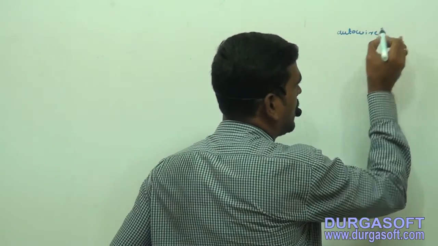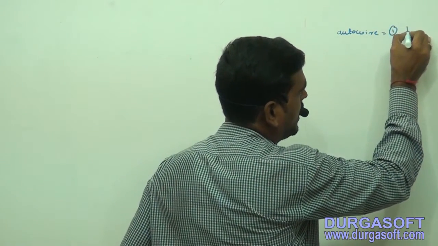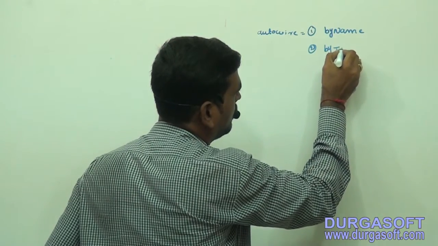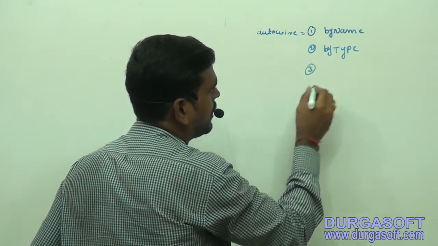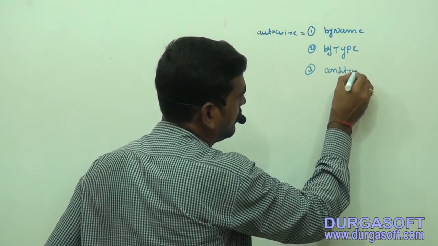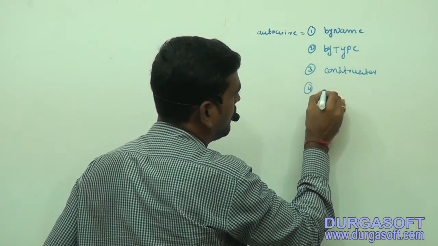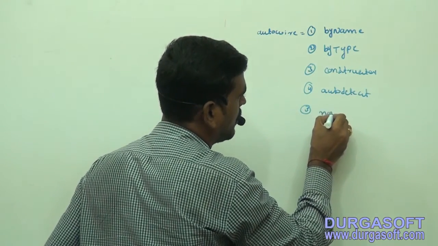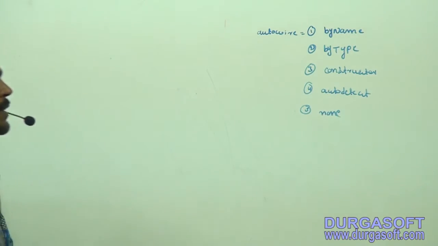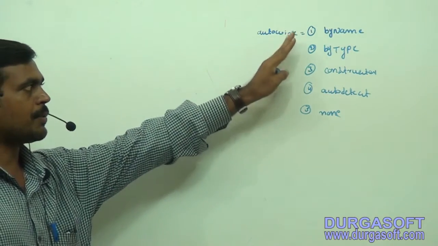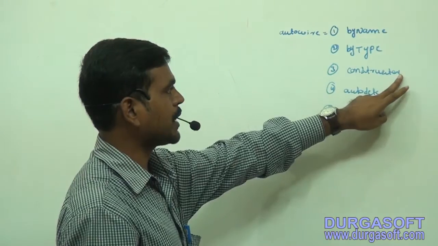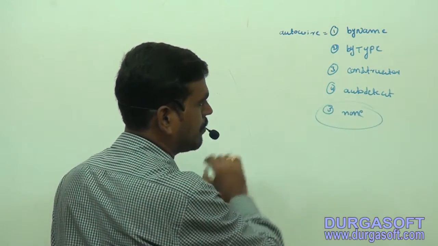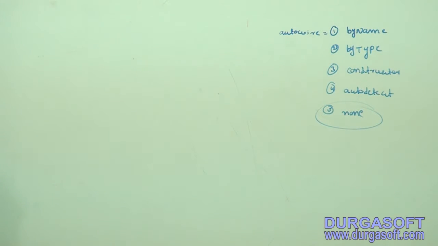This autowire has a total of 5 values. Number 1, byName. Number 2, byType. Number 3, constructor. Number 4, autodetect. Number 5, none. These 5 are the values of the autowire attribute. None is the default, which means disabled mode only. Okay, we have to configure manually.